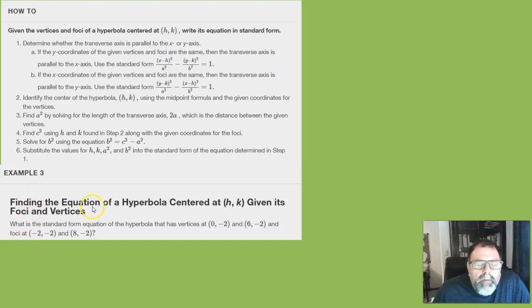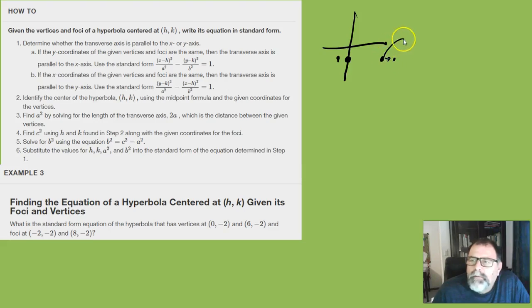Example 3, finding the equation of a hyperbola centered at HK given its foci and vertices. So what is the standard form? Okay, we just read that. So here's the vertices. So again, I'm going to start out with just making a rough sketch. So let's see, 0, -2, and then 6, -2. Those are my vertices. And then the foci, -2, -2, and then 8, -2.